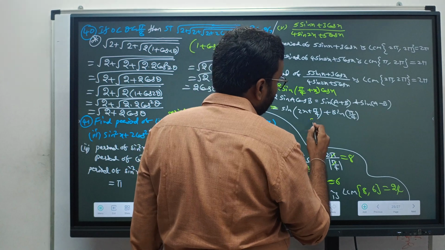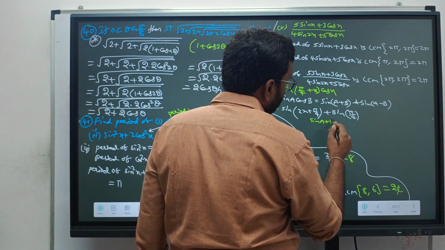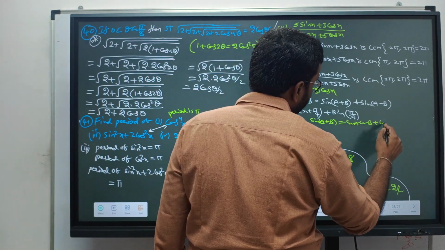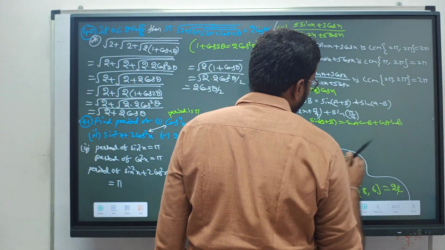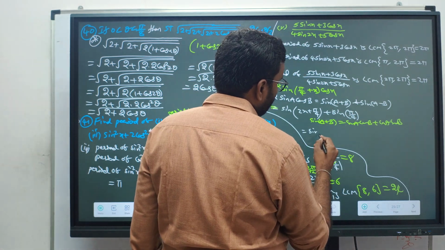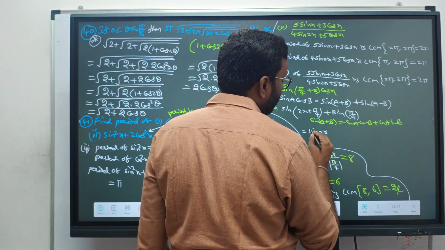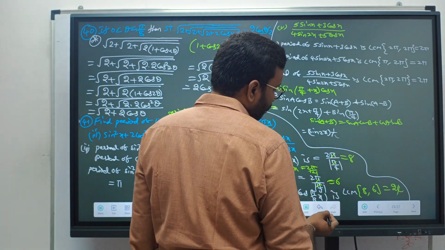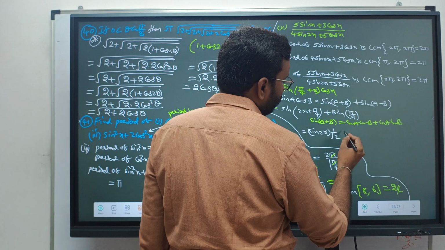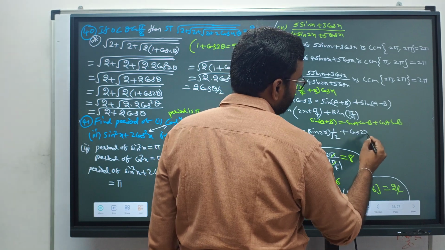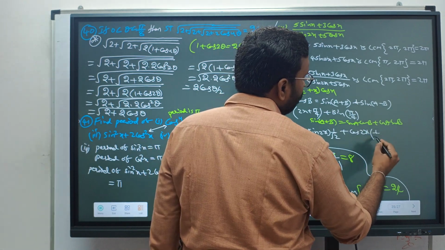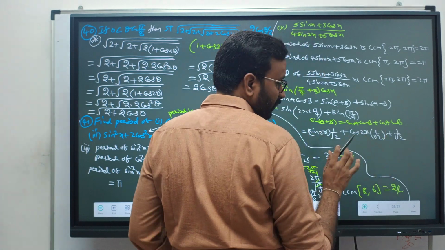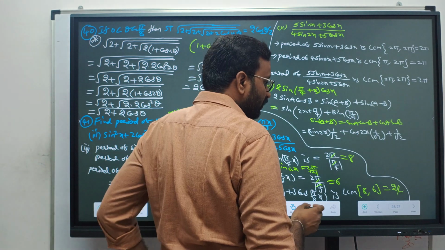What is the sine of A plus B formula? Sin A cos B plus cos A sin B. Sin A is sin 2x, cos B is 1 by root 2, since pi by 4 has the value 1 by root 2. Plus cos A is cos 2x, and sin B is 1 by root 2. So 1 by root 2, 1 by root 2 is just a number, no need to worry.